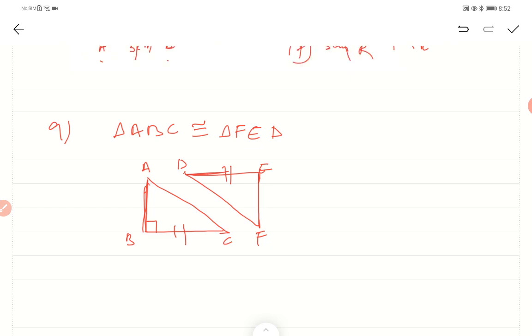Can you tell me? Since here also angle E is 90 degrees, and this is also 90 degrees, and we can see that this side is equal, and the hypotenuse, according to the RHS rule, right angle, then one side is equal, and the hypotenuse will also be equal. So according to the RHS rule, these two triangles are congruent.